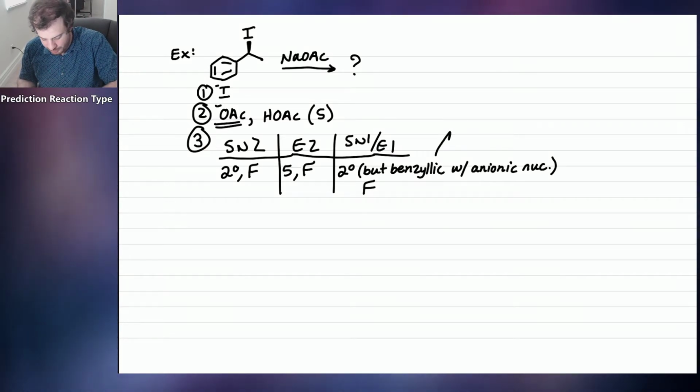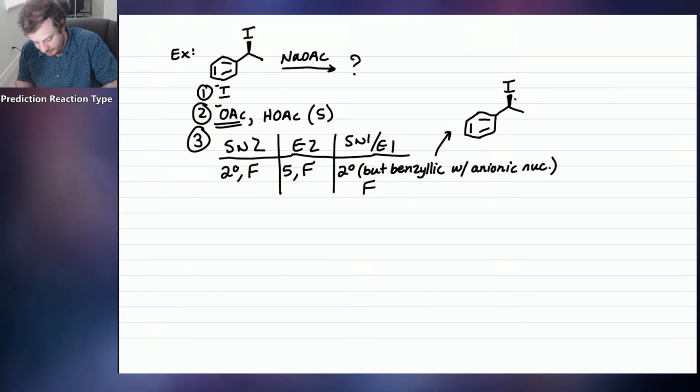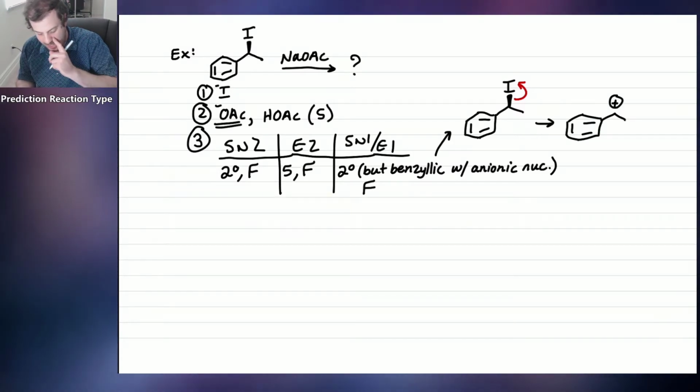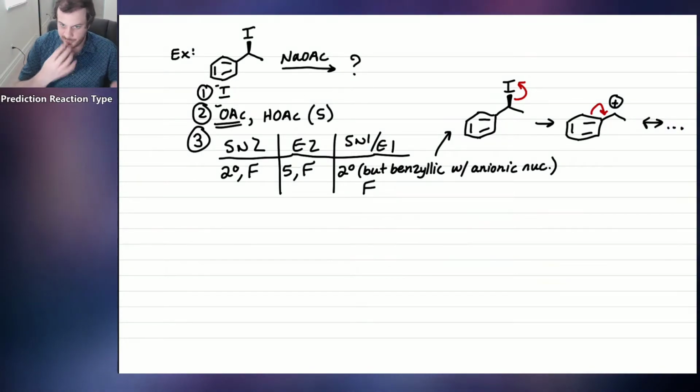And just to show you the resonance stabilization that can occur here, look what happens in an SN1 reaction. The leaving group leaves in the first step, the dissociation step, to leave behind a carbocation right where the leaving group was. And now that carbocation is benzylic. It's resonance stabilized. You can start drawing a bunch of resonance structures. I won't draw them all, but you can draw a bunch of resonance structures all around the ring showing the stabilization of that carbocation.